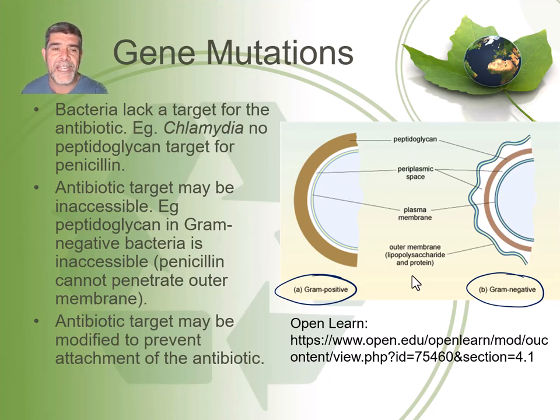Bacteria that lack a target for the antibiotic, like chlamydia, don't have any peptidoglycan target for the penicillin, and therefore that particular antibiotic is ineffective against that particular bacterium and that particular disease. Antibiotic targets can also be inaccessible, and you can see where the peptidoglycan region is in the gram-negative bacteria. Some of the locations of these make it very difficult for the penicillin to penetrate the outer membrane, and as a result it can't get in and bind with the peptidoglycans. And so these particular individuals could be resistant to that particular antibiotic.